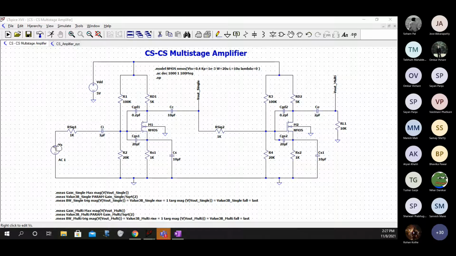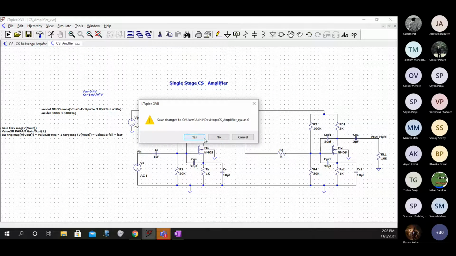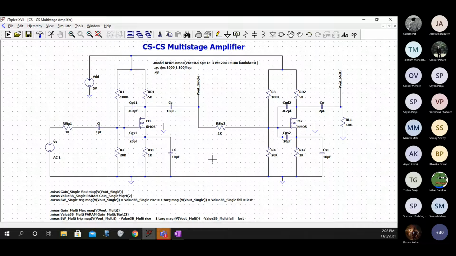So what is the advantage of multi-staging, and what are the disadvantages? So that we will see through this. And for this also we will calculate AV, we will see the dot tran and everything. So this is my base circuit.